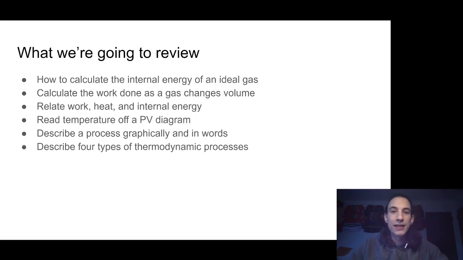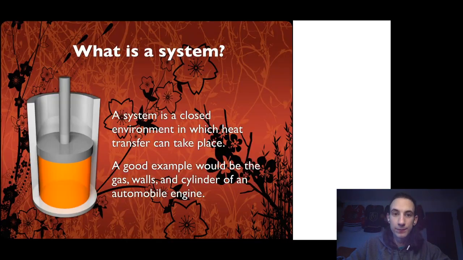All right, so what we're going to look at today is how to calculate the internal energy of an ideal gas, calculate the work done as a gas changes volume, relate work, heat, and internal energy, read temperature off a PV diagram, describe a process graphically and in words, and describe 4 types of thermodynamic processes. So it's a lot, but hopefully you remember a good amount from when we did it before.